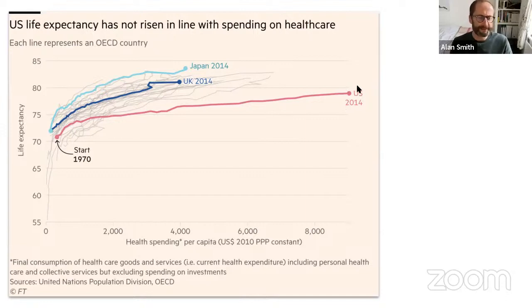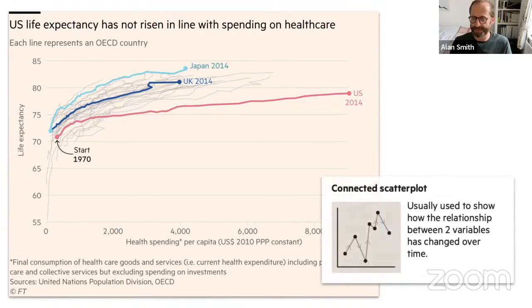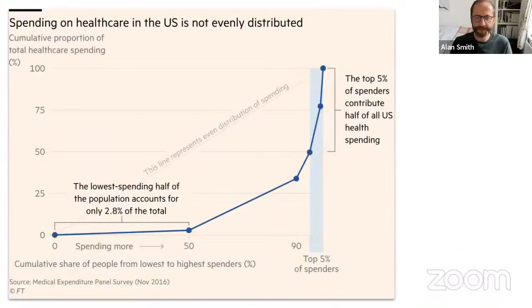Now, this sort of chart, it's a bit like a scatter plot, except we've joined the points up with a line. It's called a connected scatter plot, and it allows us to see change over time on a scatter plot. It's a very, very useful technique.